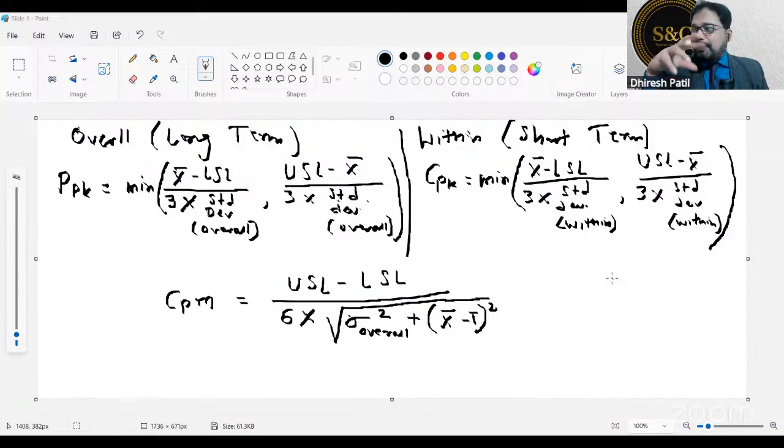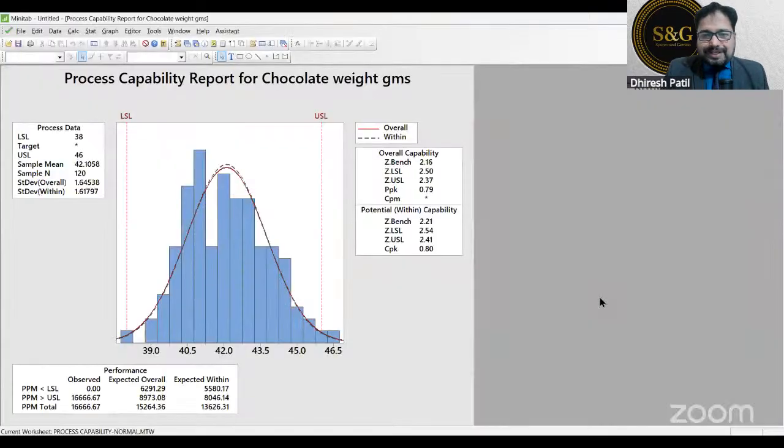See, it will look very heavy today, but don't worry. एक बार screenshot लेके रखिए, ठीक है? Now I will go back to this. This is how the PPK value and the CPK value come, if you put the data into the formula. And what is the CPM? It is not showing. Why is it not showing? Let me show you this.